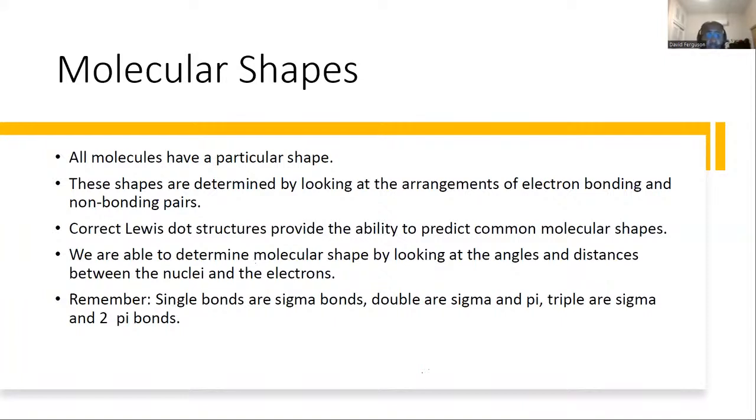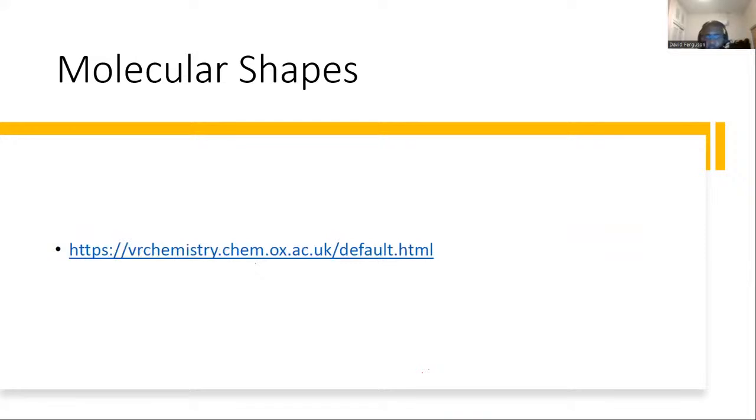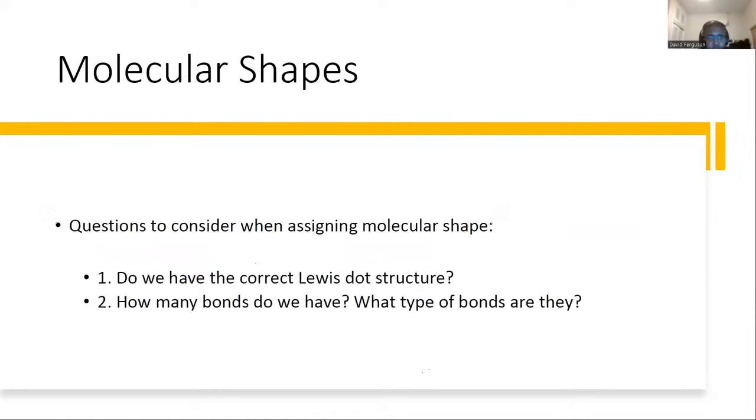Remember, single bonds are sigma bonds, double bonds are sigma and pi, and triple bonds are one sigma and two pi. So that's kind of pointing to MO theory ideas, but I just want to expose you to it now. This is a link you can use to look at simulations from Oxford University. So, questions to consider when assigning molecular shape. Let's just go through these questions.